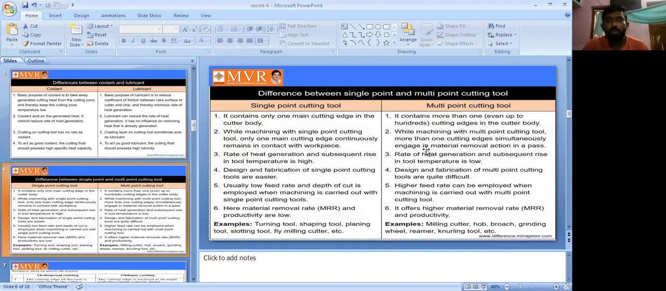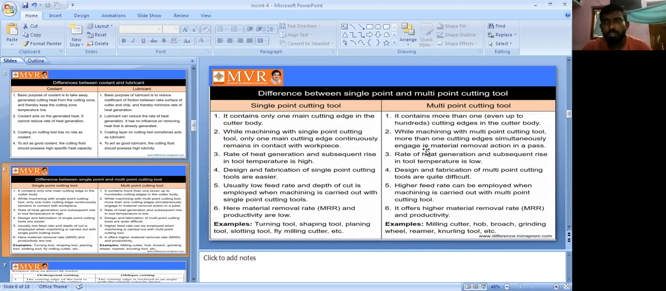Next is another topic: single point cutting tool and multi-point cutting tool. We already discussed this topic in regular class, so it is a completed topic, but I am repeating it here. These tools are used to remove metal from the workpiece. In a machining operation, the tool plays the main key role. With the tool only, we remove the metal from the workpiece.